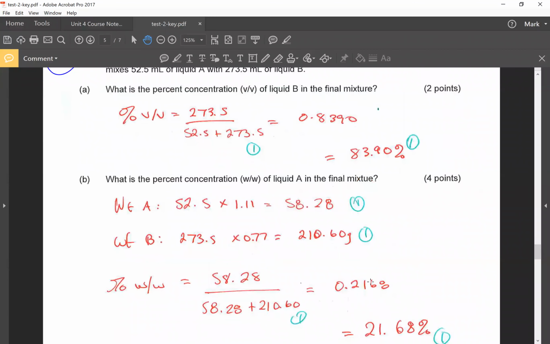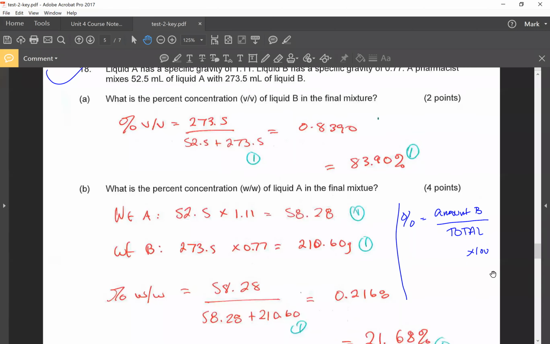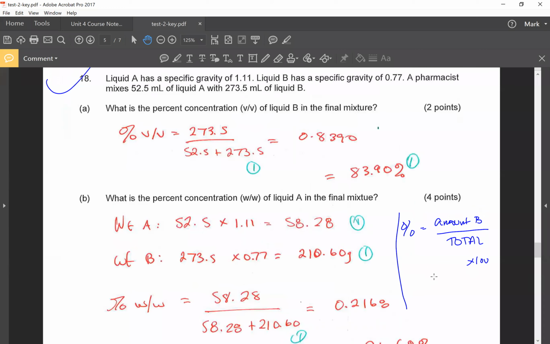Now, they're both the same thing, but what you need to do to solve either of these, the percent is always going to be the amount of B over the total. And then, of course, you times it by 100 to be a percent. But that's it. You take the amount of B, and so many people put weird things on top. I was really confused about question A. I don't know what happened, but we're going to go through the answer now.